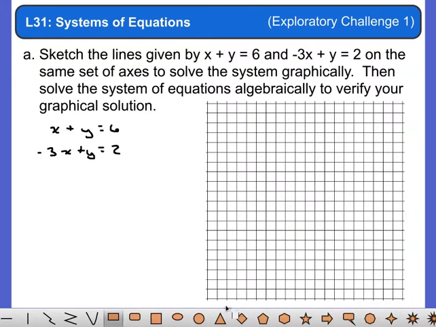Your textbook does not have a grid. So I would either A, recommend you use graph paper, or B, just draw a nice X and Y axis somewhere on your paper and put some little tick marks to represent your grid. What we're going to do is focus on graphing these.